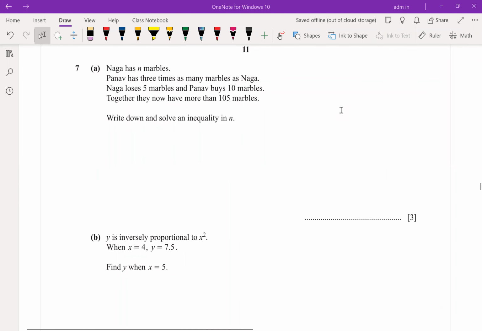Question number 7, algebra. How to form an expression or how to form an equation. Look at the first part.